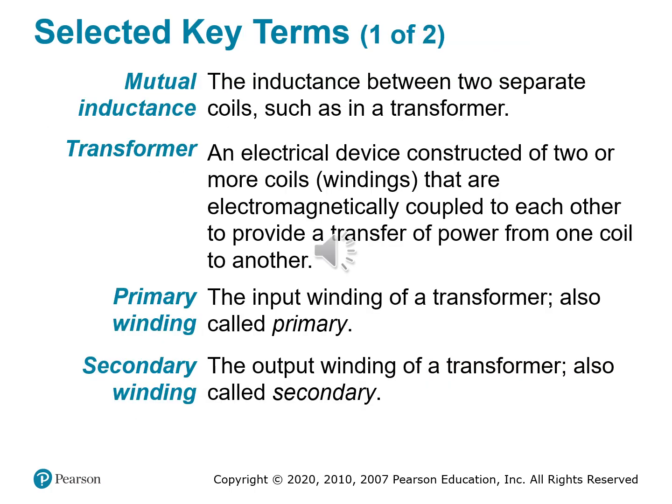All right, let's go ahead and go through some key terms that we learned in this chapter. The first one is mutual inductance. I'm sorry, some of these we didn't actually cover in the slides, but may have talked about the concepts in previous lectures. Mutual inductance, the inductance between two separate coils, such as in a transformer. A transformer, an electrical device constructed of two or more coils, windings, that are electromagnetically coupled to each other to provide a transfer of power from one coil to another. Primary winding, the input winding of a transformer, also called primary. Secondary winding, the output winding of a transformer, also called secondary.